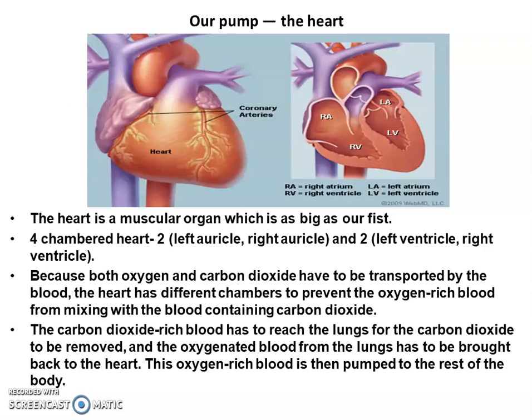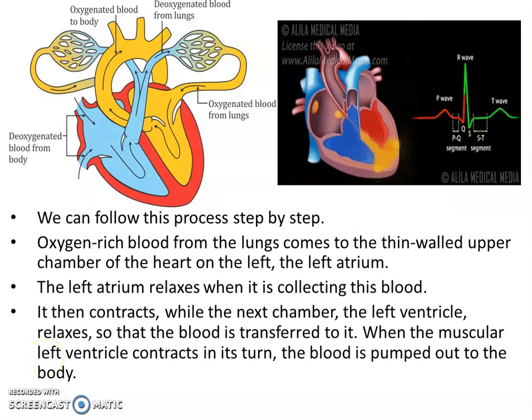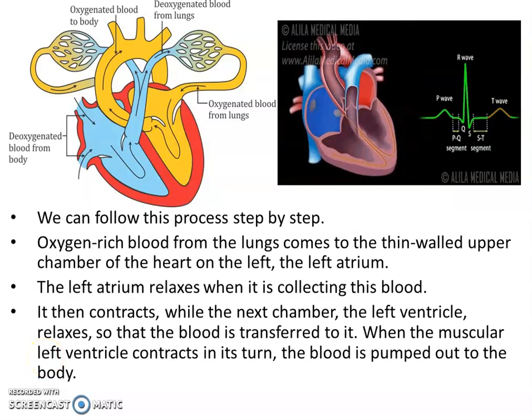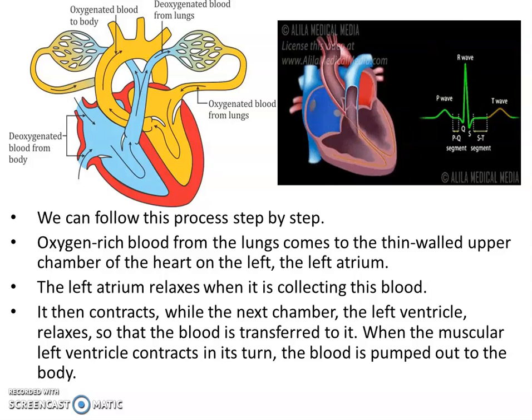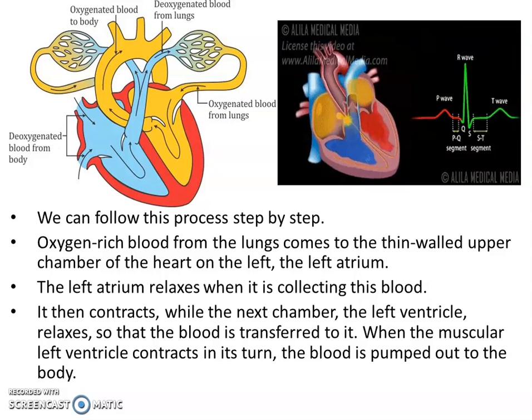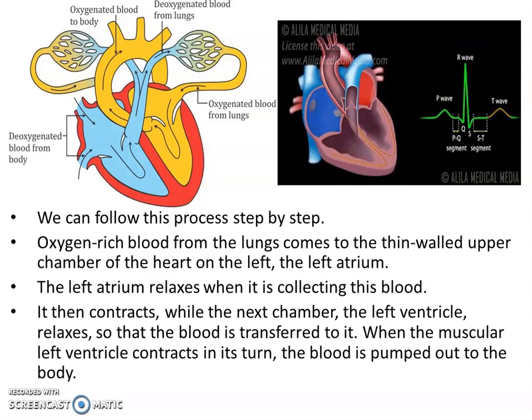Okay, so we saw that the lungs will take up oxygen, and the blood which is rich in oxygen will enter into the thin walled upper chamber, which is the left atrium. Always, the left side of the heart carries oxygenated blood. So the oxygen rich blood from the lungs will reach the upper auricle, which is the left atrium.